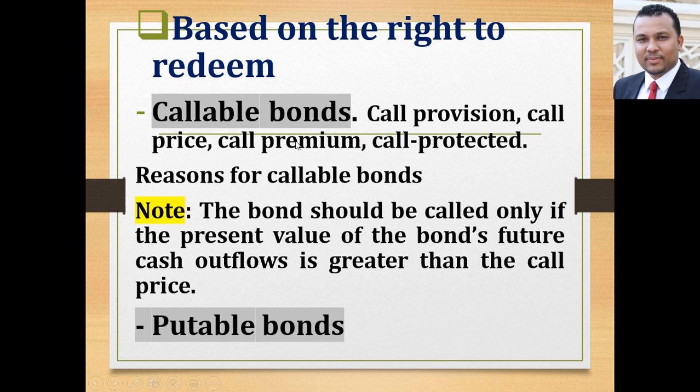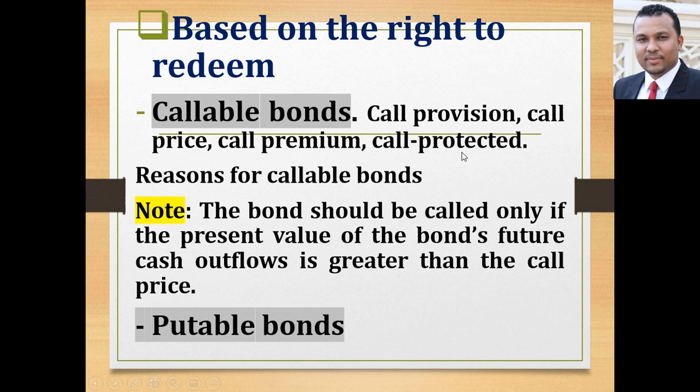The next is call premium. The call premium is the difference between the bond's call price and the face value or par value. In our example, the face value is $1,000 and the call price may be 1,200. So the call premium, the gap between the face value and the call price, in our example equals $200.